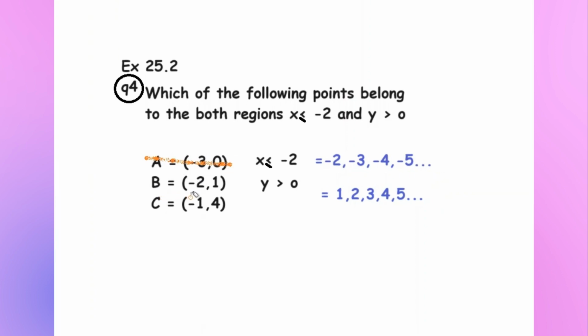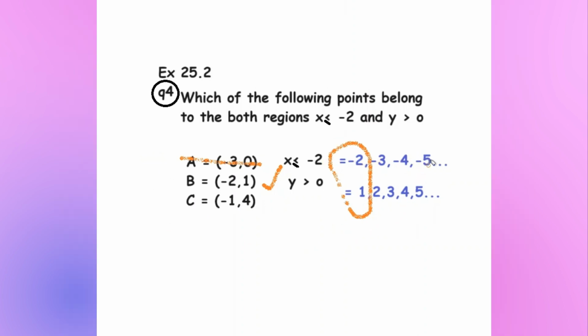B, minus 2, 1. When you look here, you can see both values are there: minus 2 from the x inequality, 1 from the y inequality. So we can see the answer B is correct. Then the next one is minus 1, 4. That point is C. Minus 1, you can see in the x inequality there is no minus 1. So the only answer is point B.